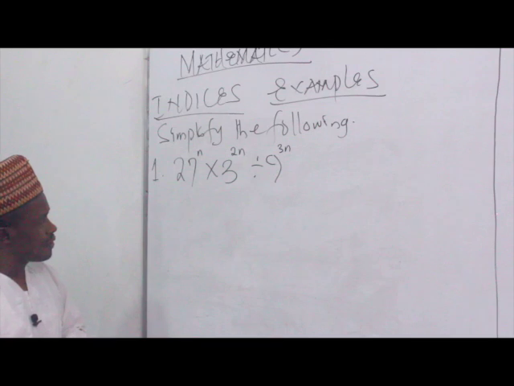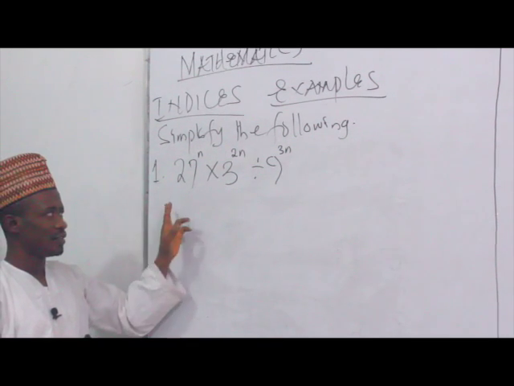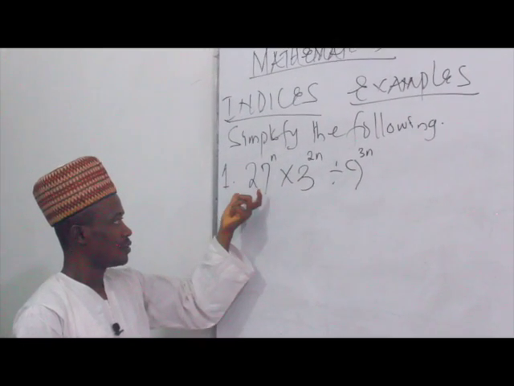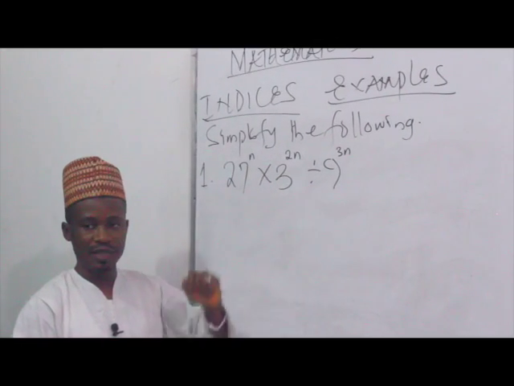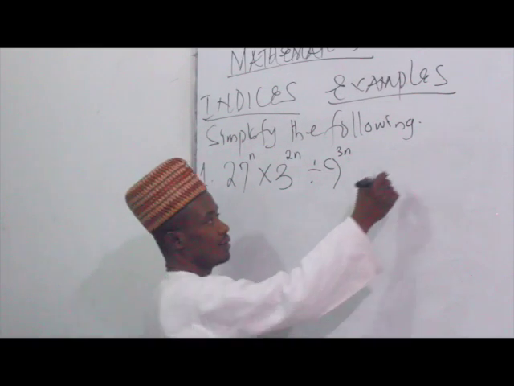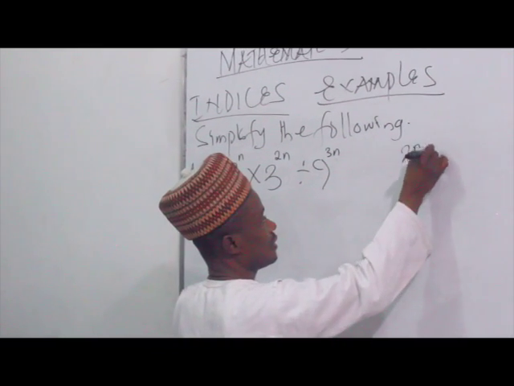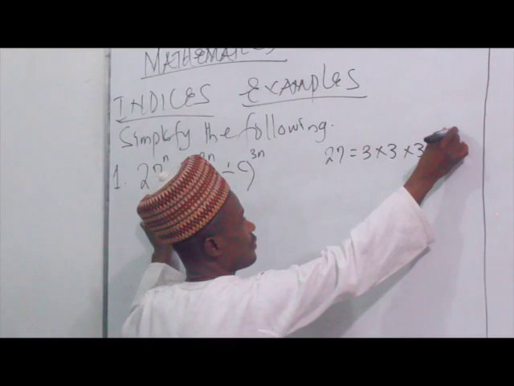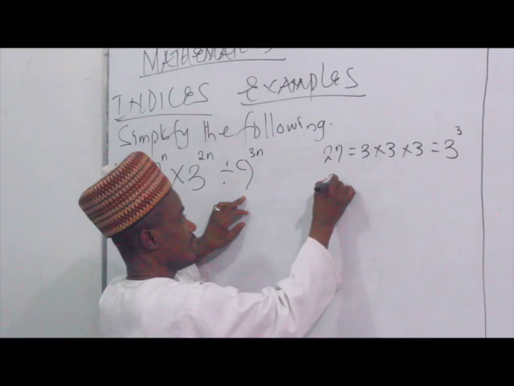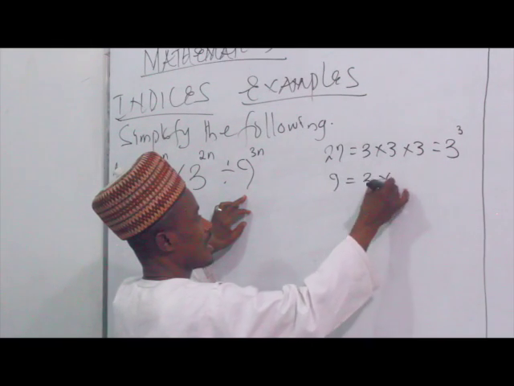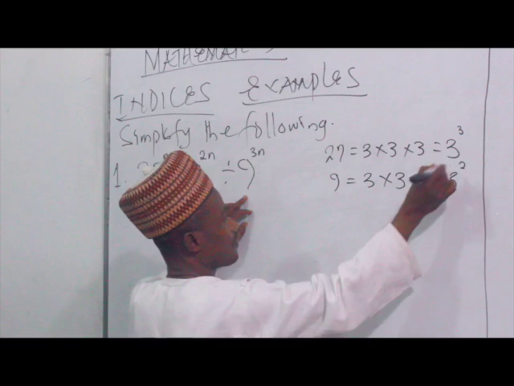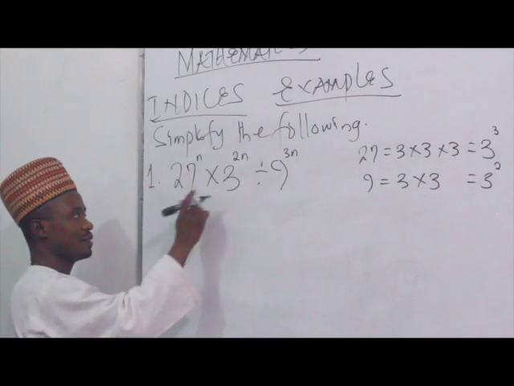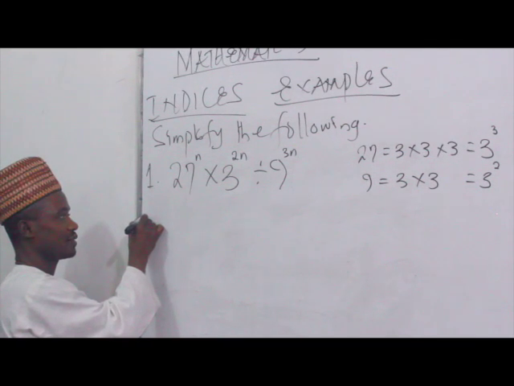So the next thing you think of is, what is the smallest base? The smallest base here is 3. So what are the possibilities of expressing 27 and 9 in base 3? For 27, this is 3 by 3 by 3, which is 3 raised to the power of 3. For 9, it is 3 times 3, which is 3 raised to the power of 2. So we express 27 and 9 all in the least base.